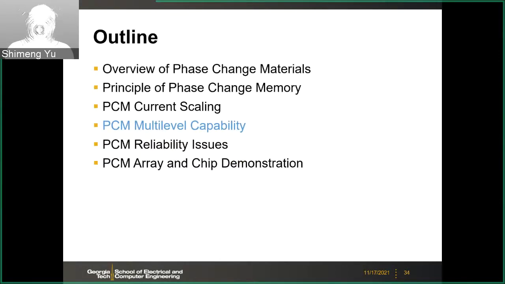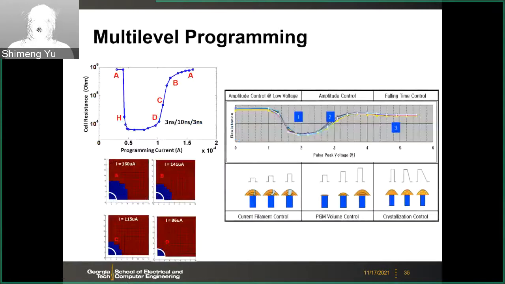And then multi-level capability. Okay. As already mentioned in the programming curve, you look at this resistance change, from the very off state to the very on state, you can change more than 100 times in the resistance. Therefore, you can manually create the resistance levels in between. So in this intermediate state, you can get multi-level storage, like 2 bit per cell or 3 bit per cell. So here you have different ways to achieve that.